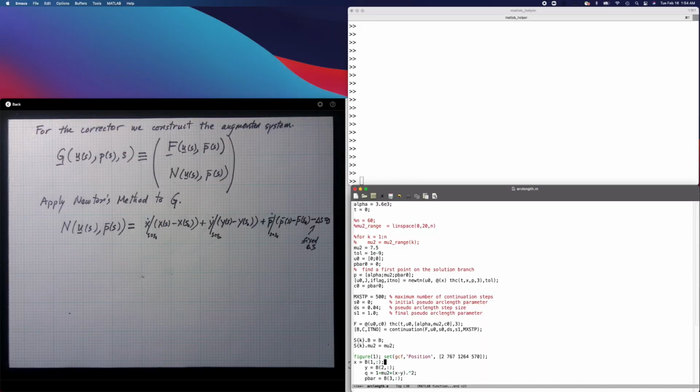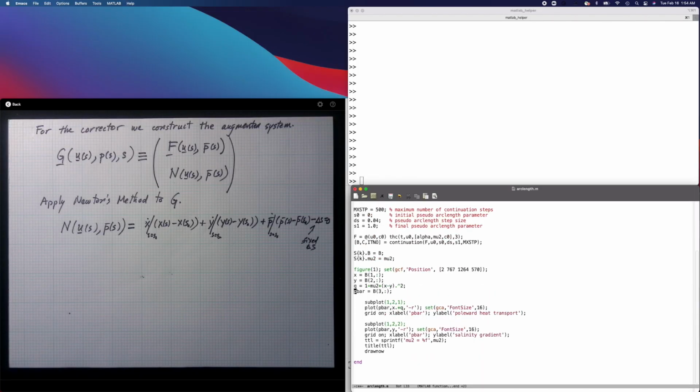And so we can then extract X, Y, and compute Q and P bar, and then make the plot. So the first plot will be the heat transport, Q times X, as a function of P bar. And the next one will be a plot of the salinity gradient as a function of P bar. And this I want to comment out.